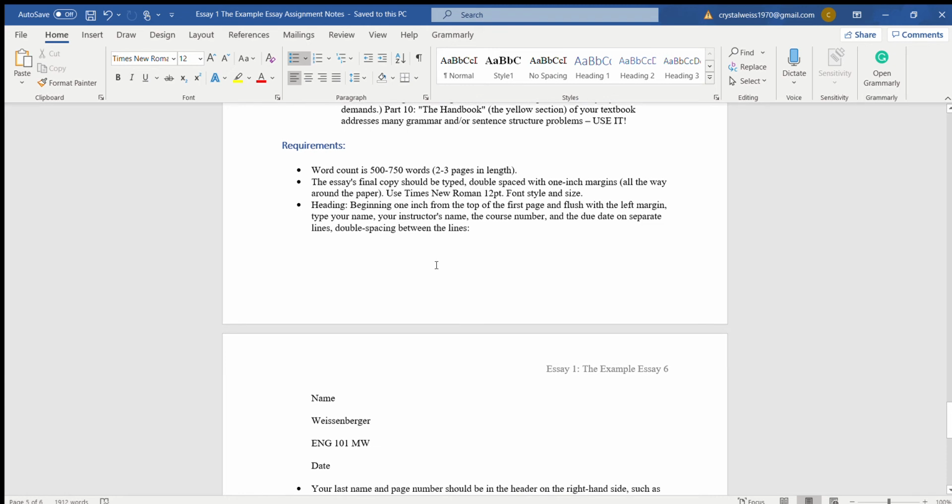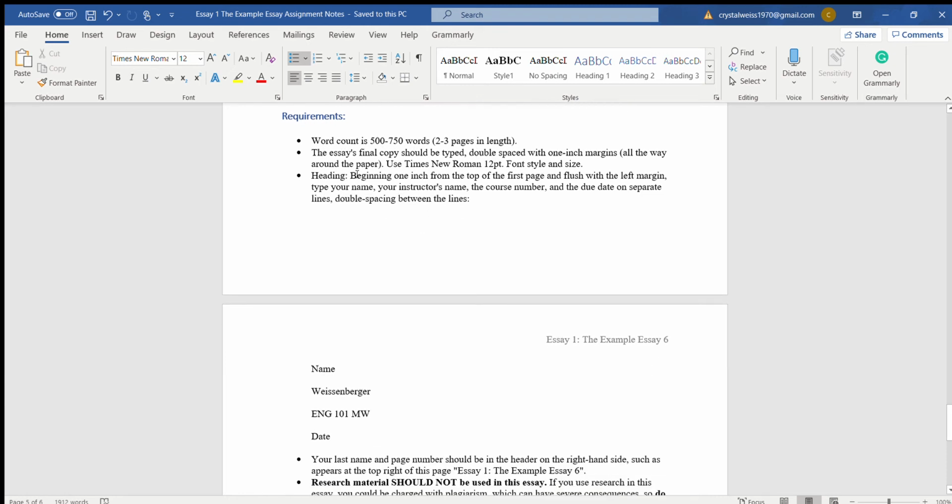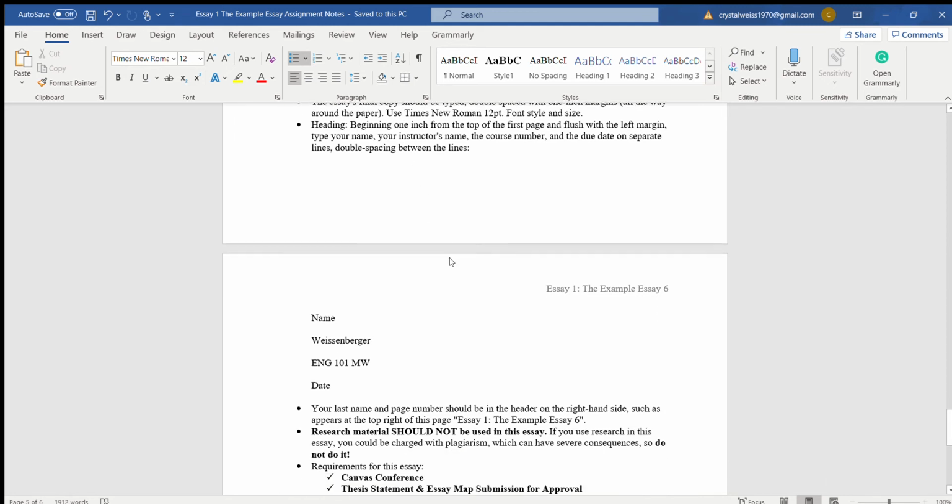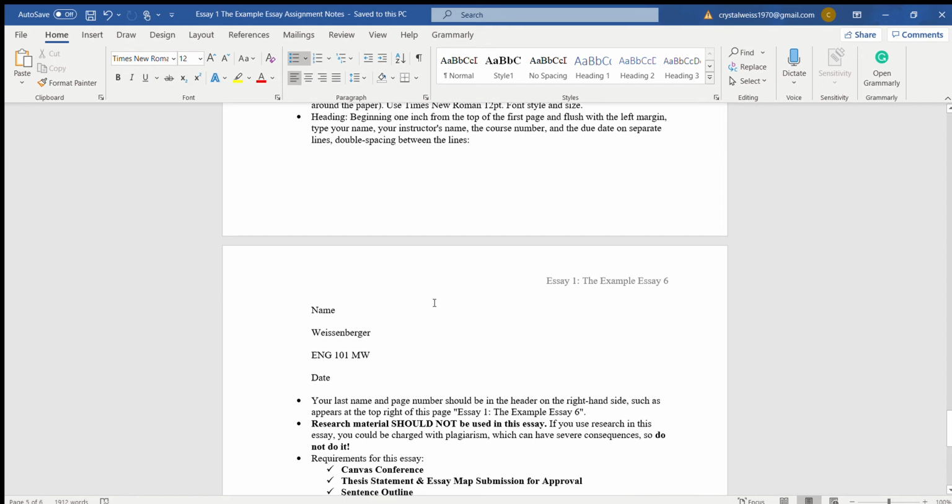Alright, requirements. I've already told you about the word count. Your final copy should be typed, double-spaced with 1-inch margins all the way around the paper. Use Times New Roman 12-point font style and size. Your heading beginning 1 inch from the top of the first page and flush with the left margin, that is over here, not your right margin, that is over here.